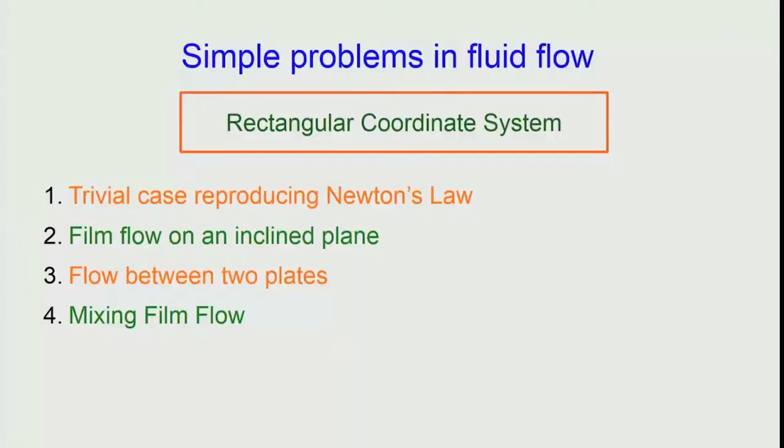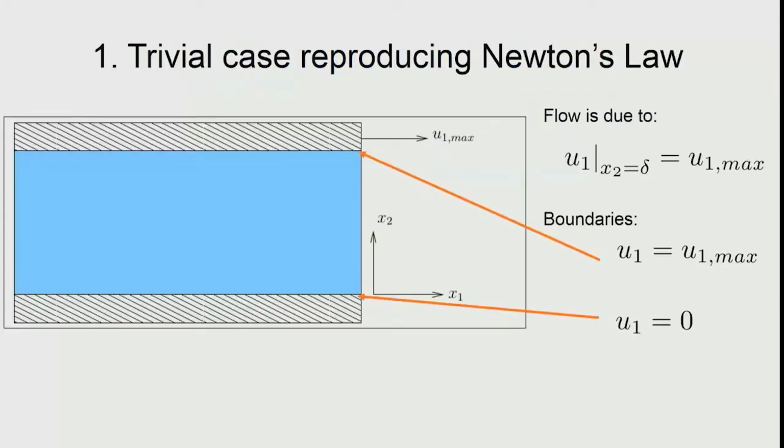We will be sticking to the rectangular coordinate system in this session. So, the cases that we are looking at are as follows. We will take a very trivial case where we will get Newton's law back, which we put in at the stage where the constitutive equation is required. And we will then take a couple of problems which are very popular in the metallurgical and materials curricula, namely the film flow on an inclined plane, flow between two plates, and the mixing film flow.